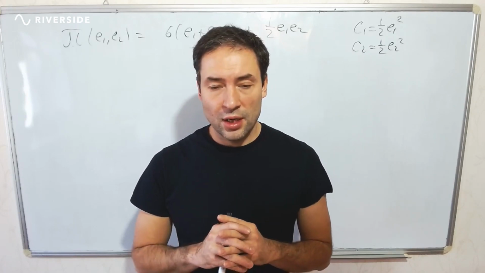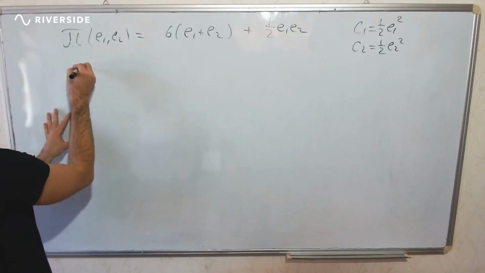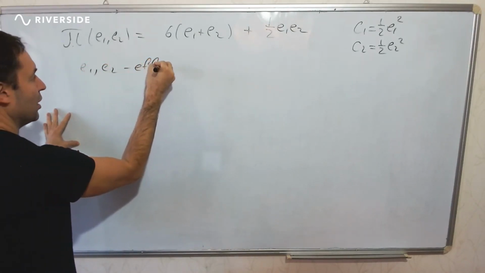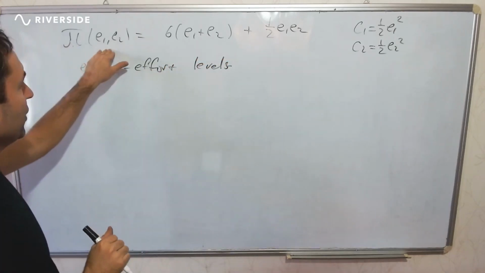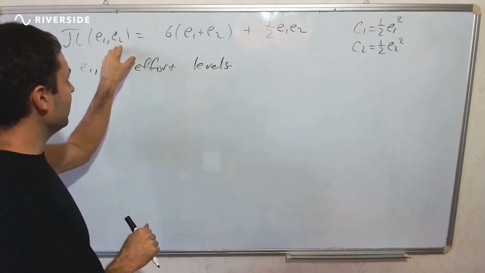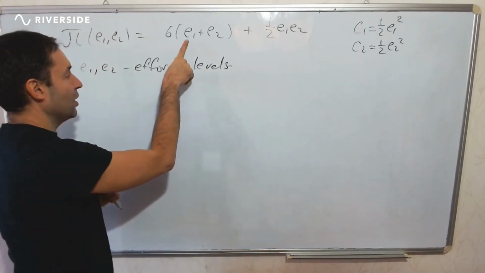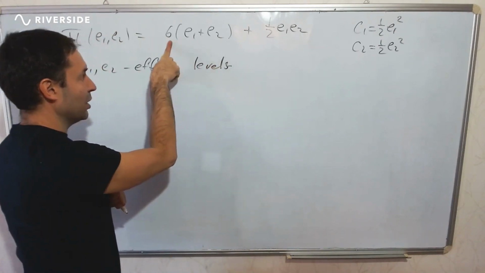The profit of our agents will depend on their effort levels, so E1 and E2 are effort levels, and the profit that the business generates as a function of these effort levels is given by this function here. It's the contribution of the first agent plus the contribution of the second agent, multiplied by some constant.